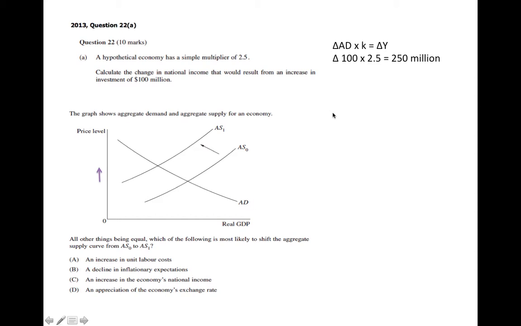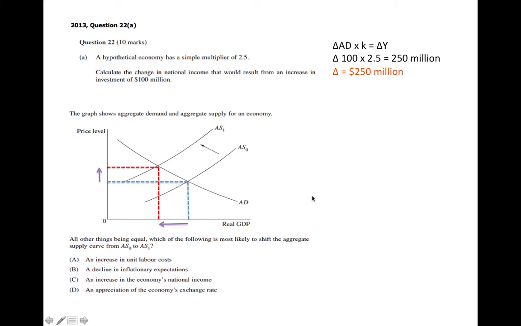Okay, let's look at the next question. The graph shows aggregate demand and aggregate supply for an economy. Okay, so we're looking here at our little table. All other things being equal, which of the following is most likely to shift the aggregate supply curve from AS to AS1? Okay, so it's having a look at our original, and then we're going to have a look at our change. All right, so what we can see is that price level's gone up and real GDP has also decreased, okay?